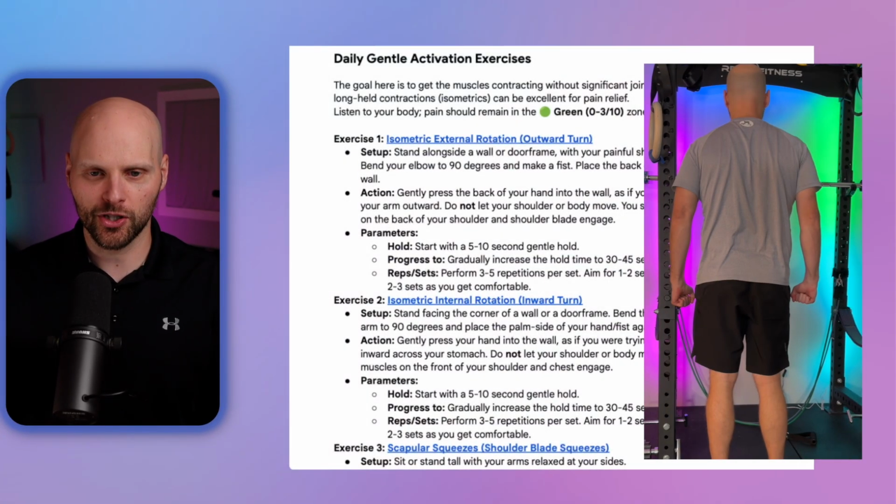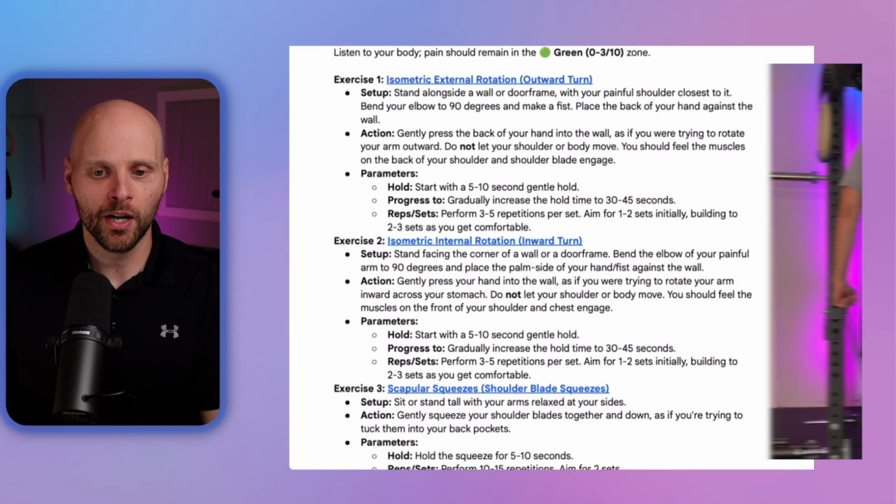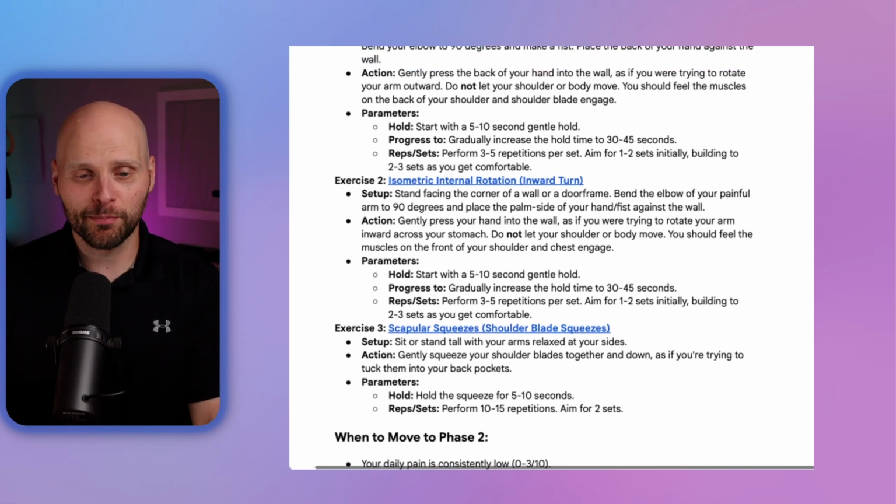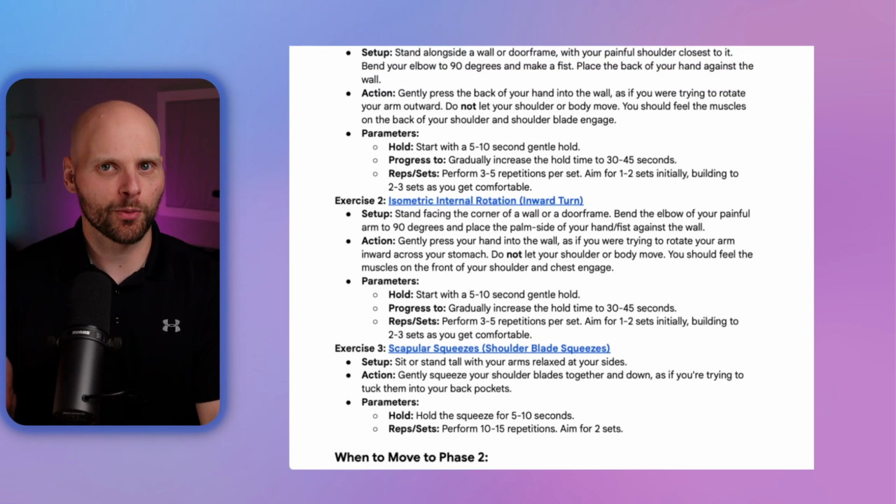And then on top of that, we have scap squeezes as well, which is just pulling our shoulder blades down and back. And so you could do this for a couple of days if you need to. You could do it anytime. They're pretty simple. This is just more of a, hey, how do I troubleshoot if I'm having pain?